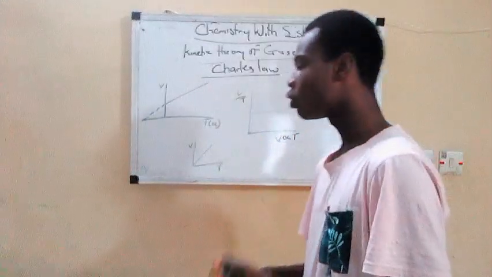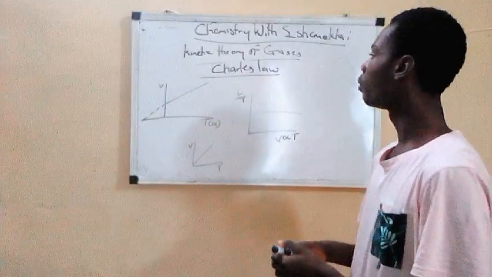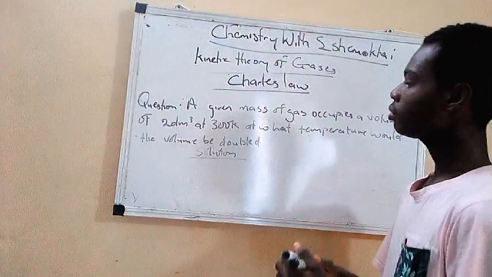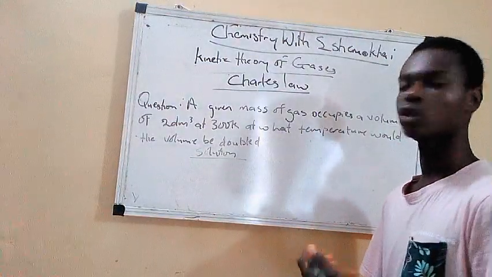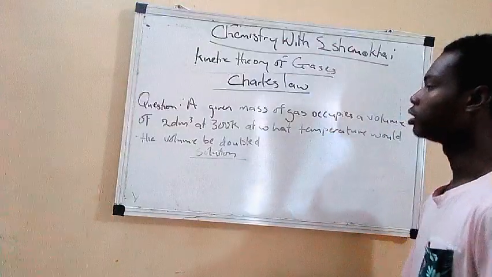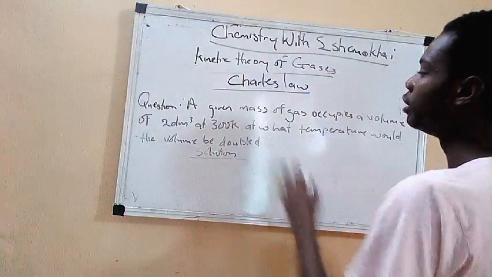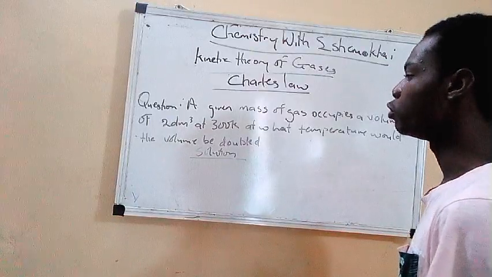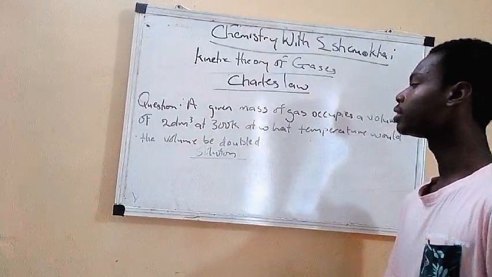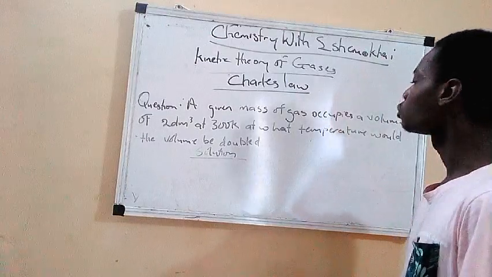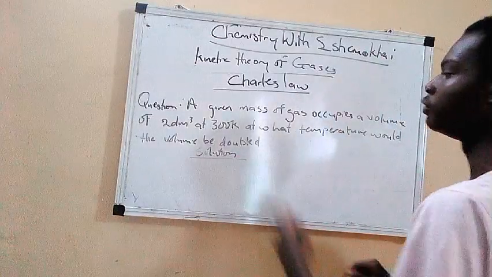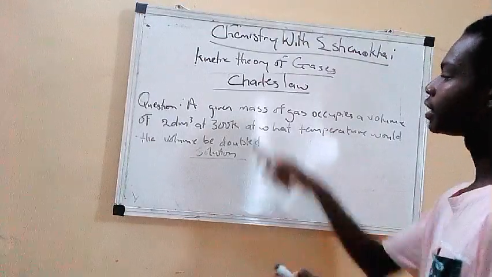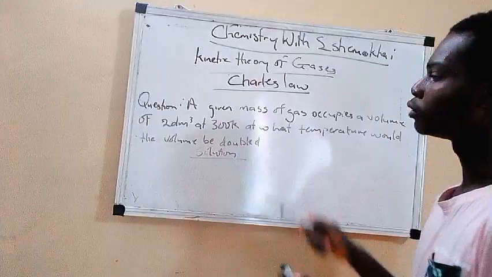Alright, let's go into one example of Charles' law, then we move to general gas law. I'm trying to rush it. Now, a given mass of gas occupies a volume of 2 dm³ at 300 Kelvin. At what temperature would the volume be doubled? First, a given mass of gas occupies a volume of 2 dm³.